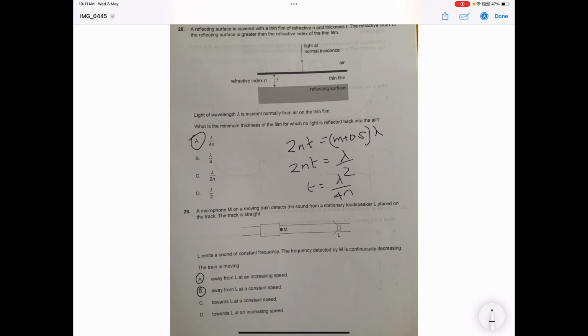So yeah, I think then it's going to be either A or B. So it says the frequency is continuously decreasing. So again, best guess here, I think it's moving away from L at a constant speed because it's continuously decreasing. So I think it's B, best guess, but again, I don't know really for sure. 29, B.